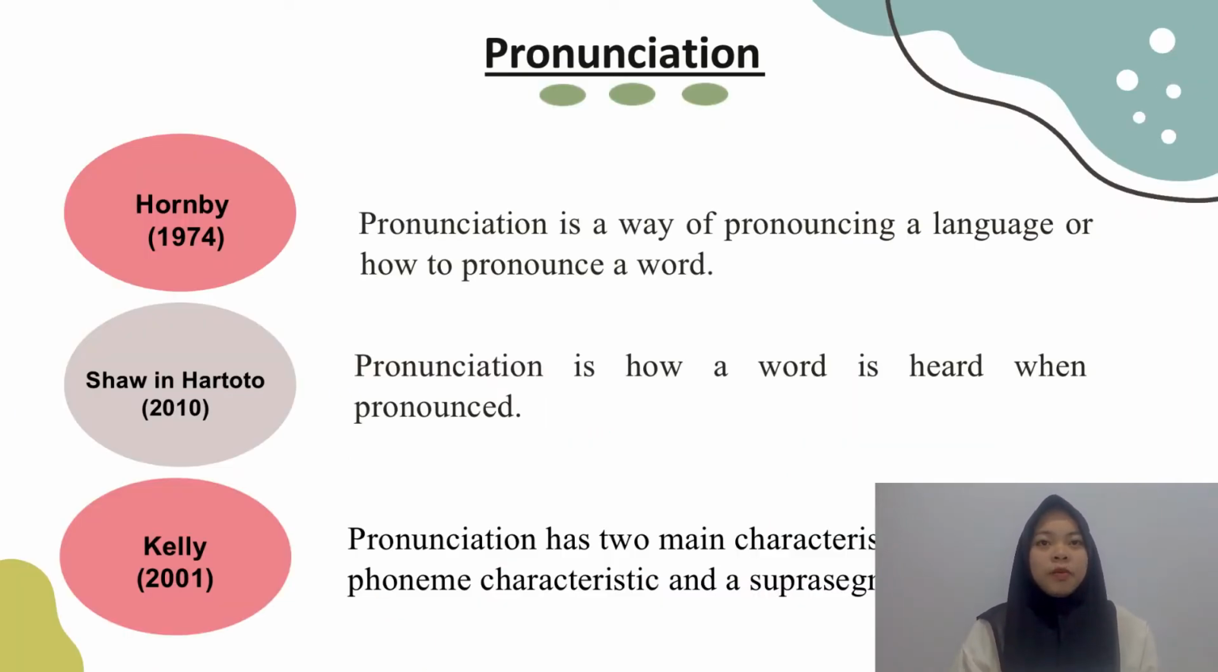Pronunciation. Hornby, 1974, said that pronunciation is a way of pronouncing a language or how to pronounce a word. Hartoto, 2010, said that pronunciation is how a word is heard when pronounced. And Kelly, 2001, said that pronunciation has two main characteristics, namely a phoneme characteristic and suprasegmental feature.